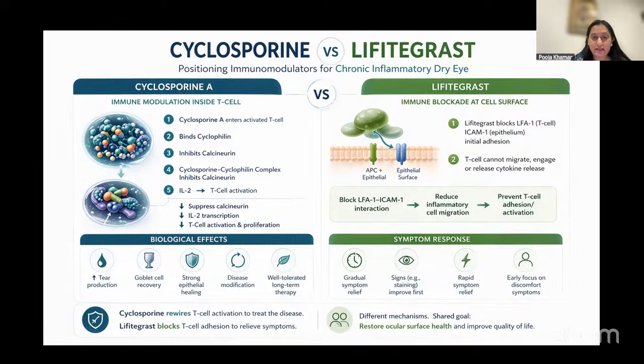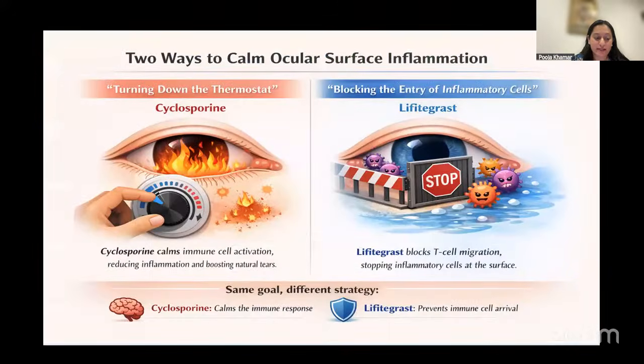So cyclosporin, as I said, modifies the chronic inflammation over time, whereas lifitegrast blocks inflammatory cell recruitment and may provide faster symptomatic relief. So therapy must be individualized based on the patient phenotype. Lifitegrast acts on patients with early inflammation, or where the inflammation is just starting, whereas cyclosporin works on patients who have chronic inflammation, and we cannot replace one with the other. Sometimes a combination therapy helps, but not a replacement.